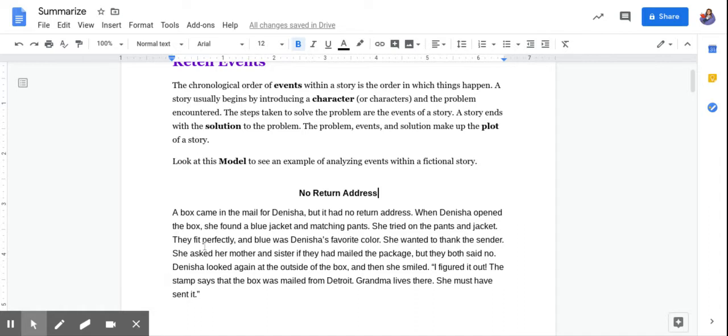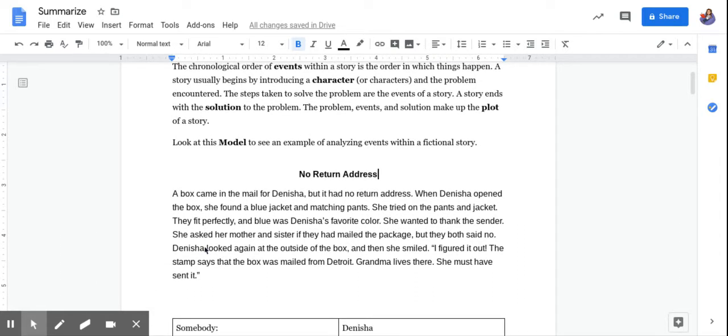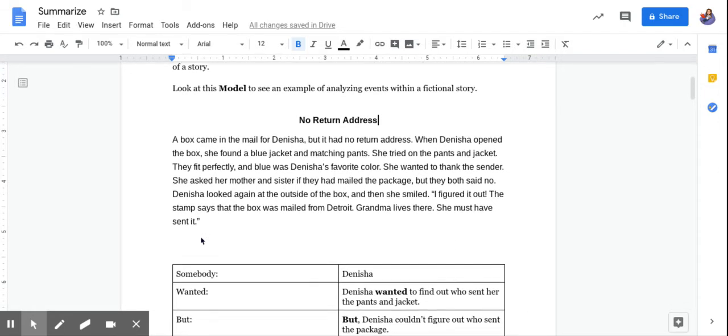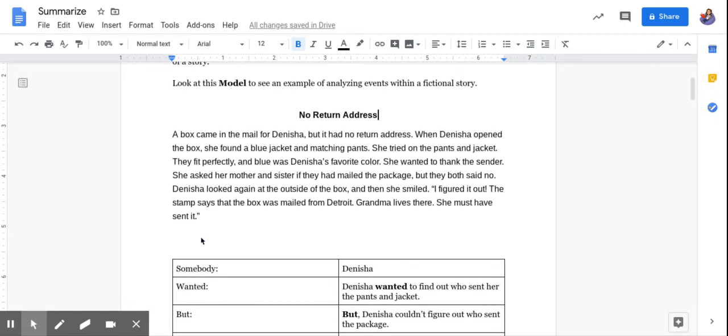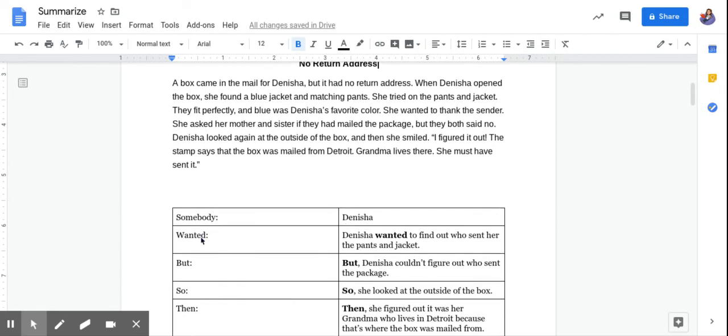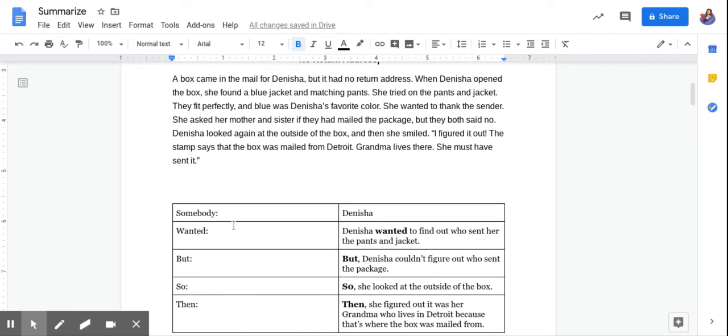So now I'm able to fill out the somebody wanted but so then graphic organizer at the bottom of the screen. My somebody, I found out in the first sentence, is Denisha. Denisha wanted to find out who sent her the pants and jacket. But Denisha couldn't figure out who sent the package. So she looked at the outside of the box. Then she figured out it was her grandma who lives in Detroit, because that's where the box was mailed from.